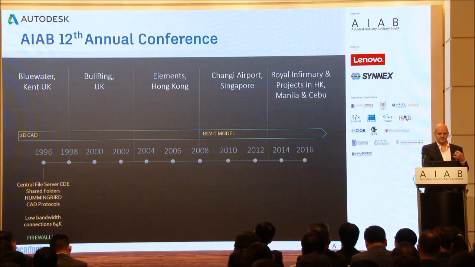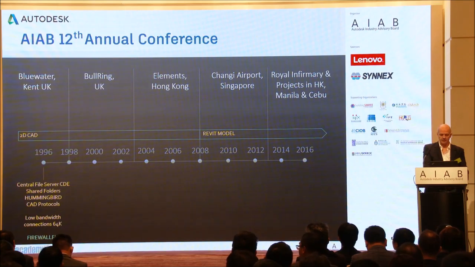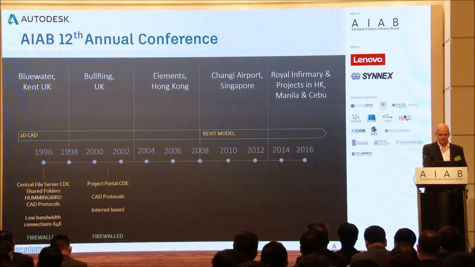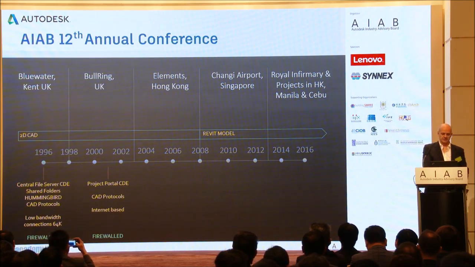So we had a protocol, we had CAD standards, and we used Bovis's system, which I think, because there was nothing else available at the time, they had their own system called Hummingbird. So that was a DIY kind of in-house solution. We carried that further on into Bullring, where we got into project protocols, project standards. We had a common data environment. We wanted a shared model repository, but in a single repository, we couldn't really achieve it because of technology limitations and firewalls and things like that.